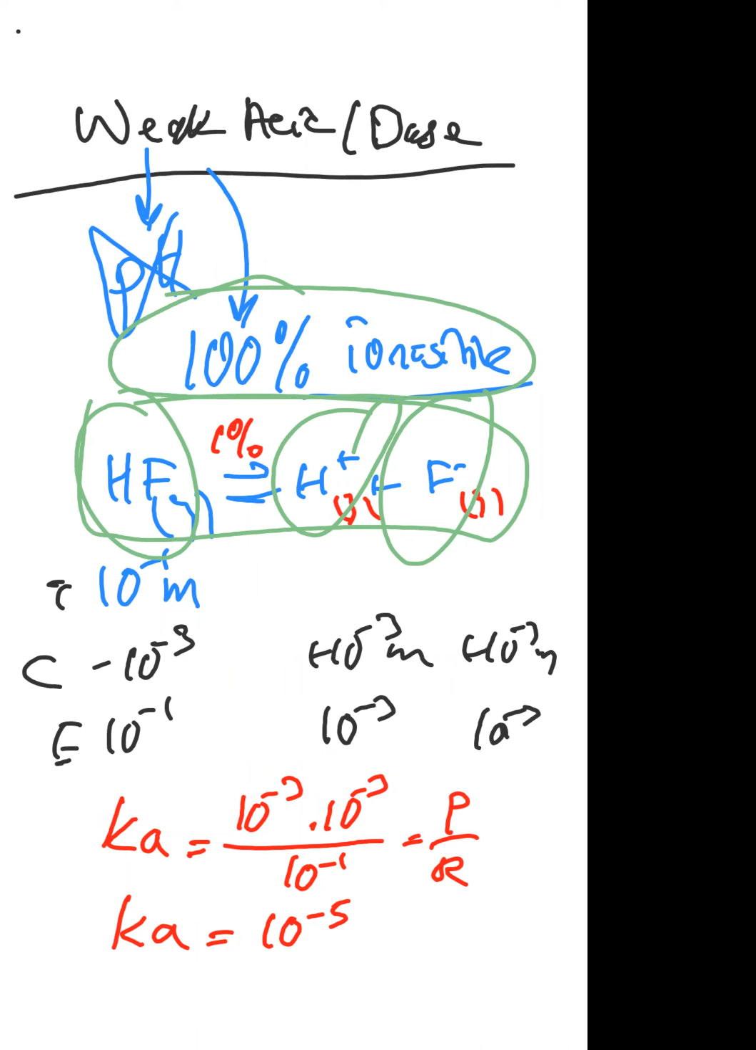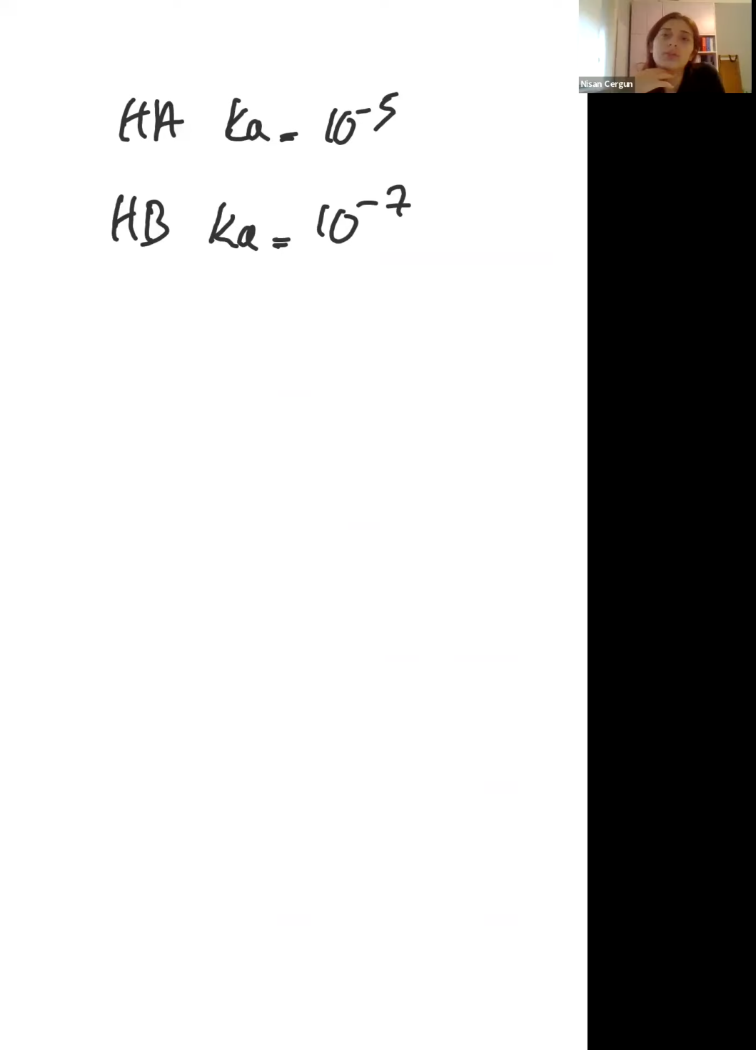Let's say we have two acids, one of them HA, the other one is HB, and one of them has a Ka value of something like 10 to minus 5, the other one has a Ka value of, let's say, 10 to minus 7. Which one is stronger, baby? 10 to minus 5. Yes, because it's a bigger number, a bigger division. We may say that, let's say, both have 10 to minus 1 molar of starting acid concentration.